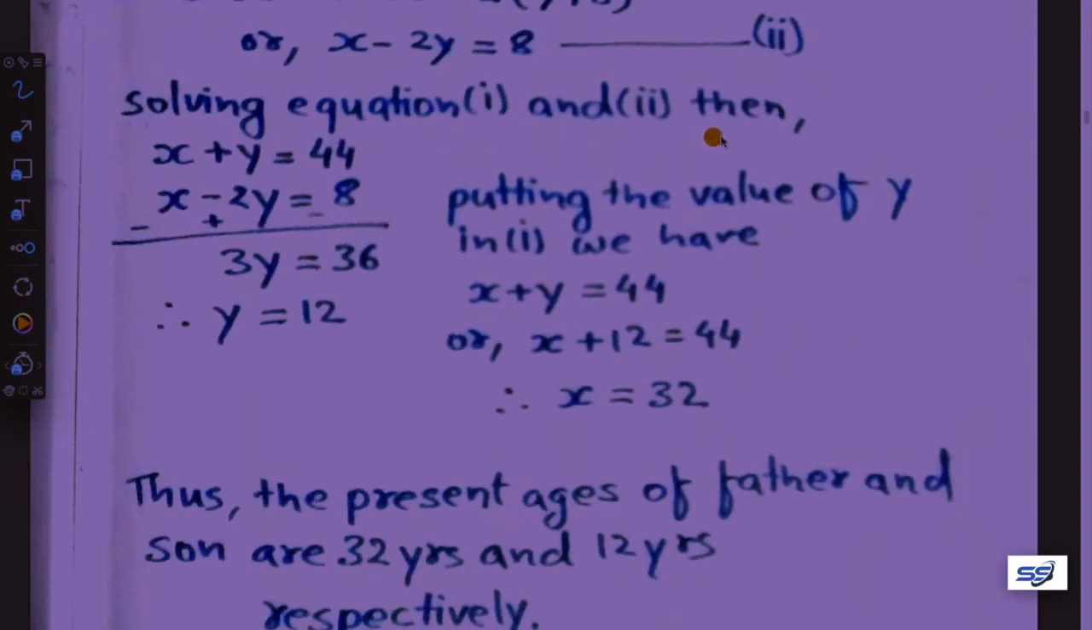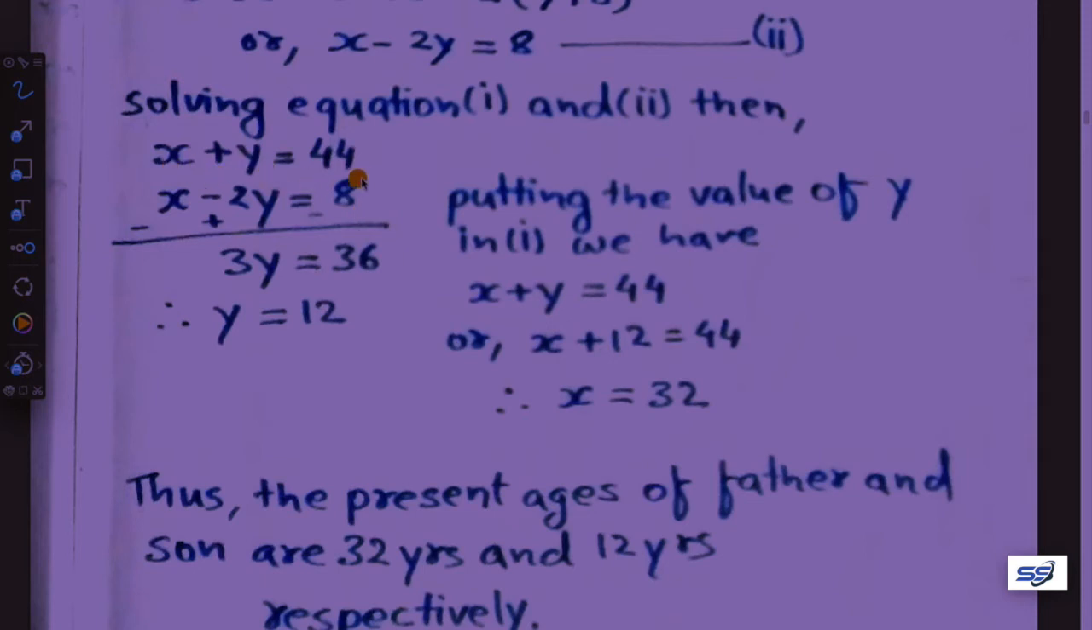Solving equations 1 and 2. Our first equation says that x plus y equals 44. The second equation is x minus 2y equals 8. Now, from simple rules, we can easily solve both equations.